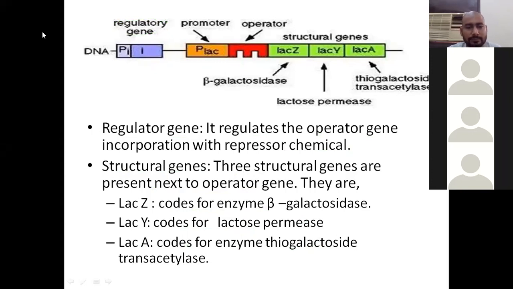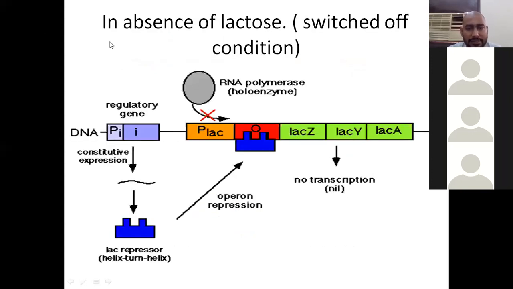Now, in the absence of lactose, the operon is switched off. Look here. With no lactose, the regulatory gene always synthesizes a repressor protein, the lac repressor. The lac repressor binds with the operator region. When it binds, it stops the activity of LacZ, LacY and LacA. No transcription means nil, because the repressor protein binds at the operator region. This is the condition when lactose is not present.